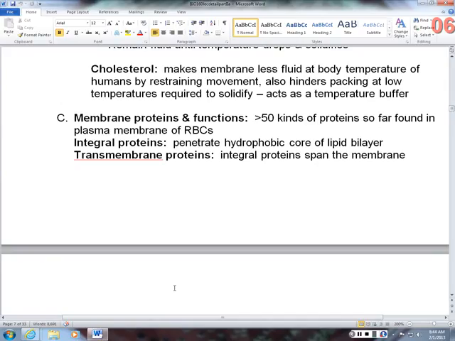So the integral proteins are going to be ones that penetrate the hydrophobic core of the lipid bilayer. They integrate, they go all the way through. And a more specific type of those are the transmembrane proteins that span the entire membrane. So some of them are not going to go through the other hydrophilic layer of the integral proteins, but the transmembrane ones are the ones that go all the way across. So if we were to draw it on here, integral, transmembrane goes all the way across. So that's the difference in them.